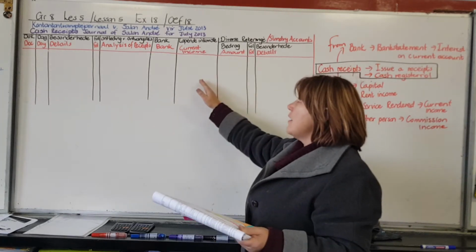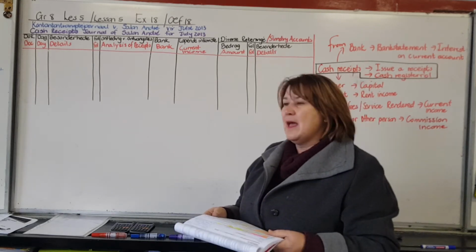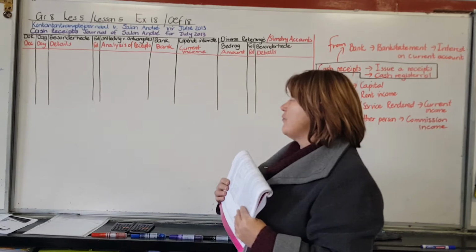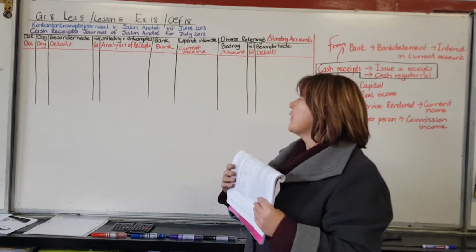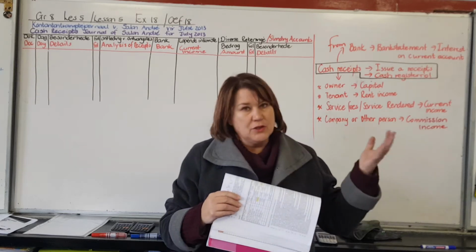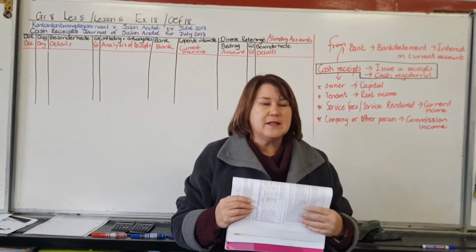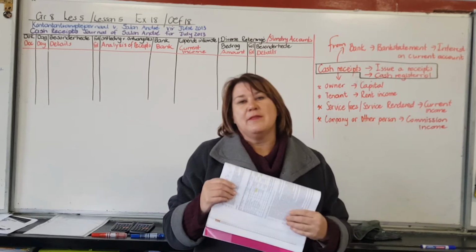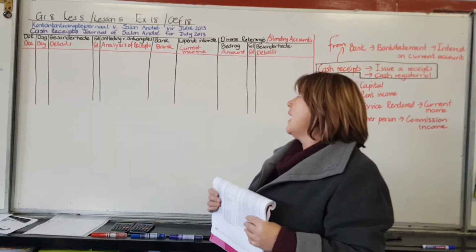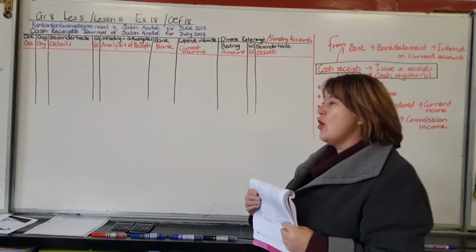Then you've got your current income column. Your current income column is service fees. So when you've got a business that renders a service, you will have a current income. Because if somebody enters your business and you cut their hair, you have rendered a service to them, and they will pay you for that service that you've rendered, and that is current income. And that's the only column we have.